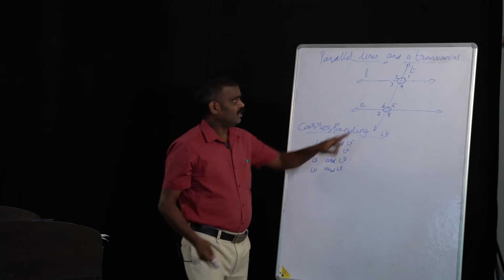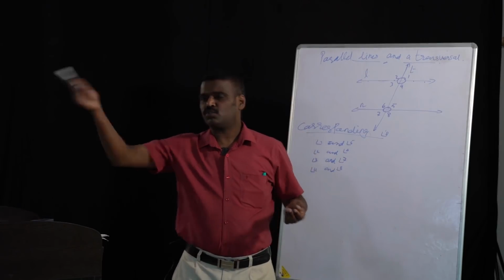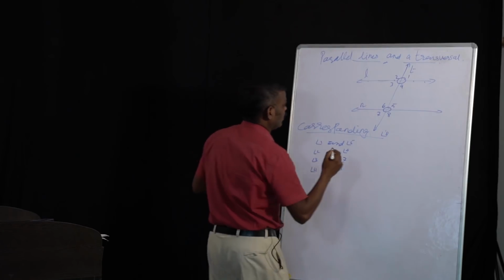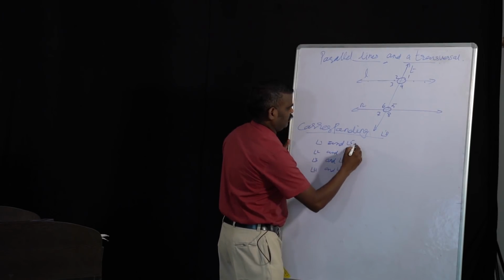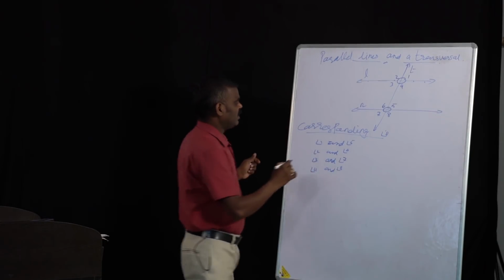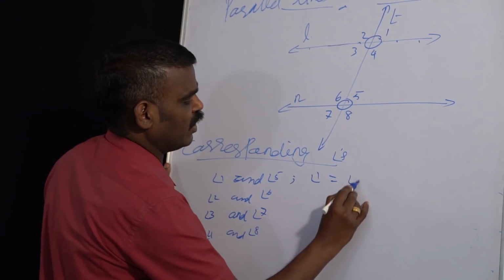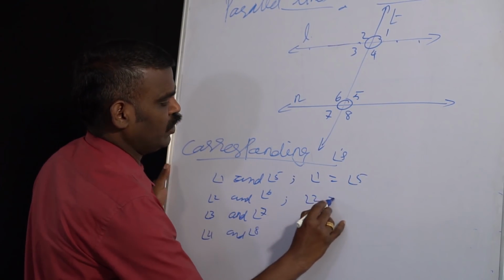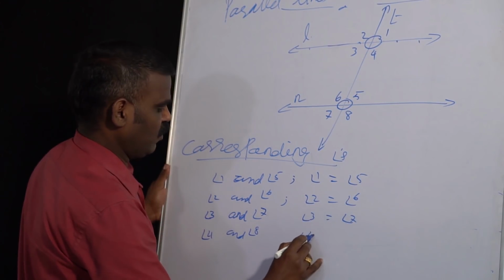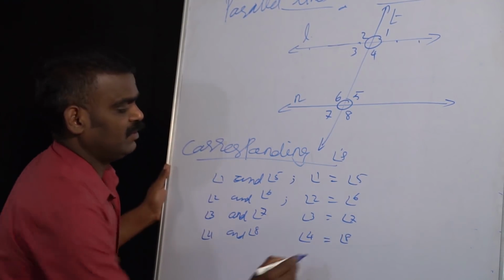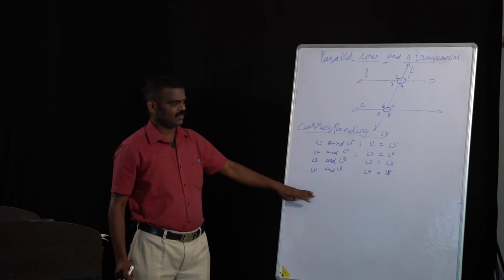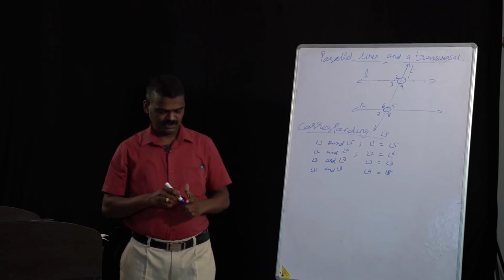Always equal. Why? Eldest one, right? The eldest one of one family and the eldest one of another family must be equal. Then only they can fight each other. So they are called corresponding angles. Corresponding angles are always equal. Keep in your mind, corresponding angles: angle 1 equal to angle 5, angle 2 equal to angle 6, angle 3 equal to angle 7, angle 4 equal to angle 8. So, these are corresponding angles. Okay. All of you write first, then I will go to the next.